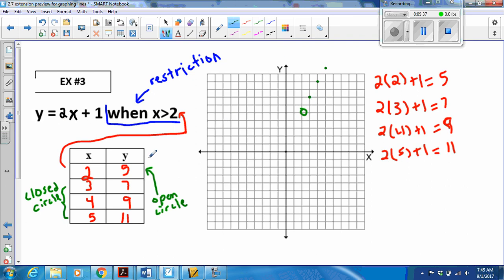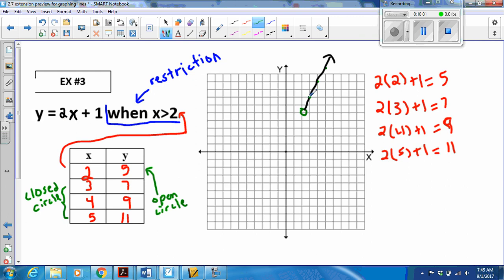Now, to determine where our arrow is going, we always start at our restriction to draw our arrow. The first point that we plotted was (2, 5). So we start there, and then we connect every other point afterwards, and then we draw our arrow.